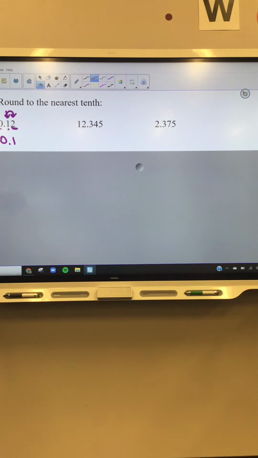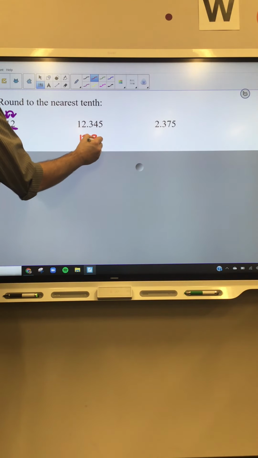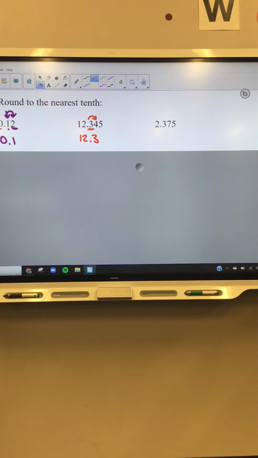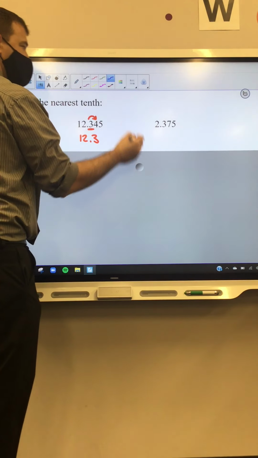What do we get here? Sam? 12.3. So we're looking at this, and the 4 next to it is not big enough to bump it up. I agree with you. Last one, Braylon?